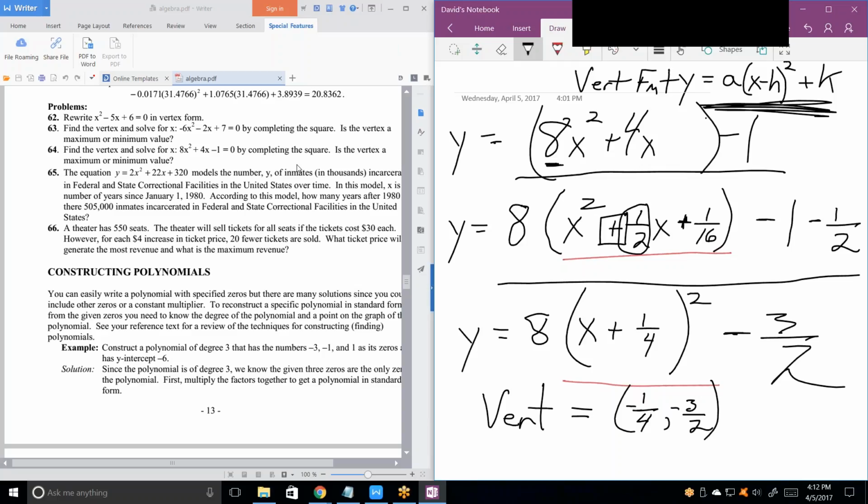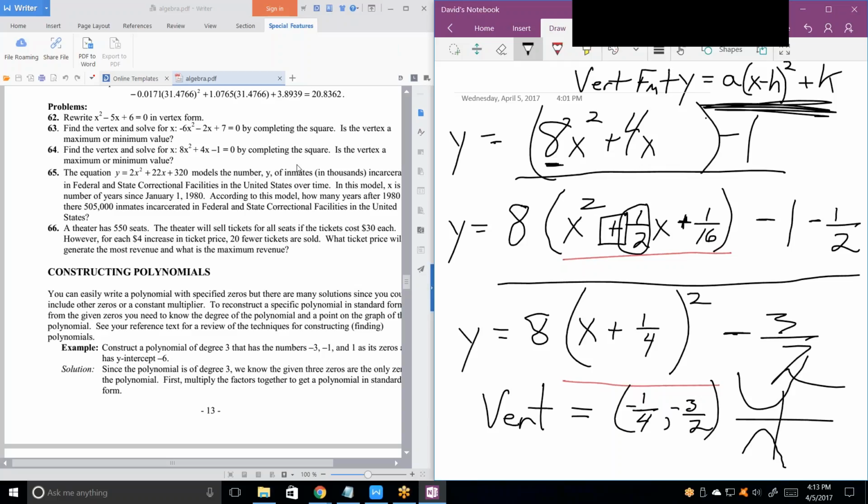Minimum. Correct. Why? Because they're both negatives? No, that's not why. Because I could have a parabola that looked like that, where the vertex would both be negatives, but I'm looking at a maximum there. Okay. Oh, is it because there's not a negative in front of it? Yes, that makes it a minimum.